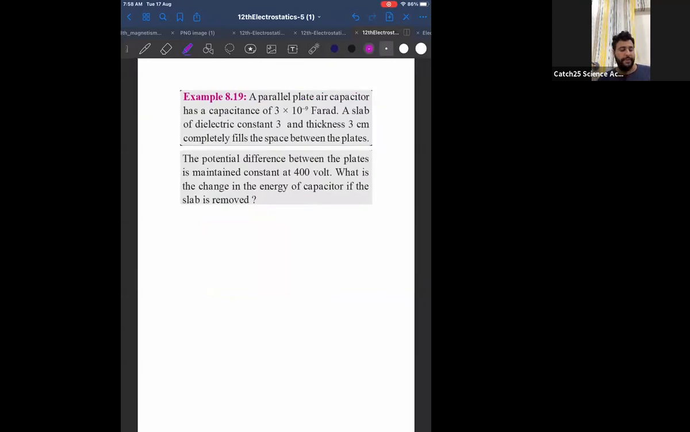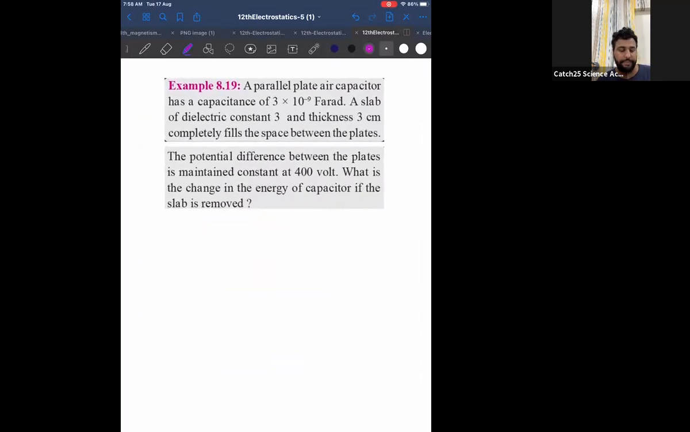Okay, now this is the problem. That is example 8.19. Now listen to this. A parallel plate air capacitor has a capacitance of 3 into 10 power minus 9 farad. Everyone look at the screen. A slab of dielectric constant 3 and thickness 3 centimeter completely fills the space between the plates. The potential difference between the plates is maintained at a constant 400 volt. What is the change in energy of the capacitor if the slab is removed?